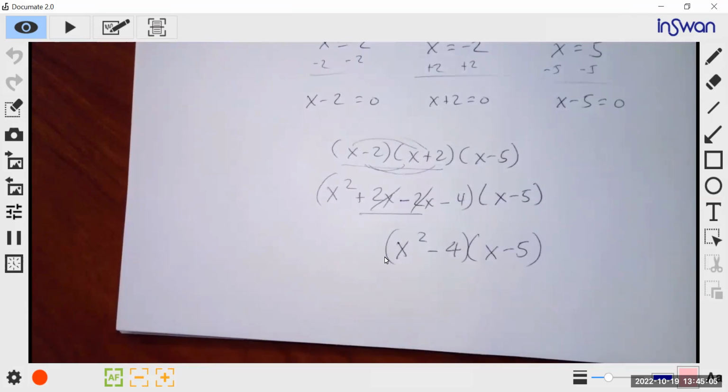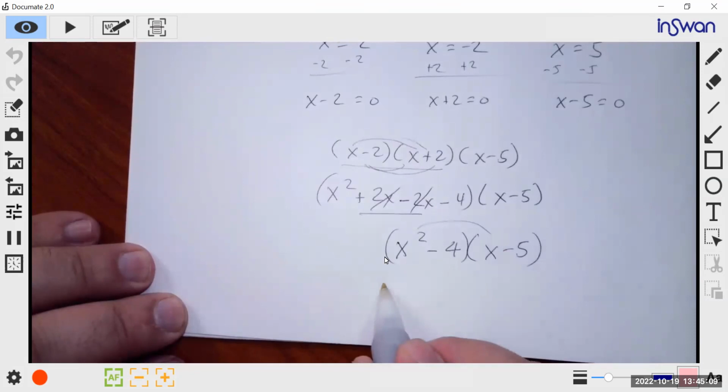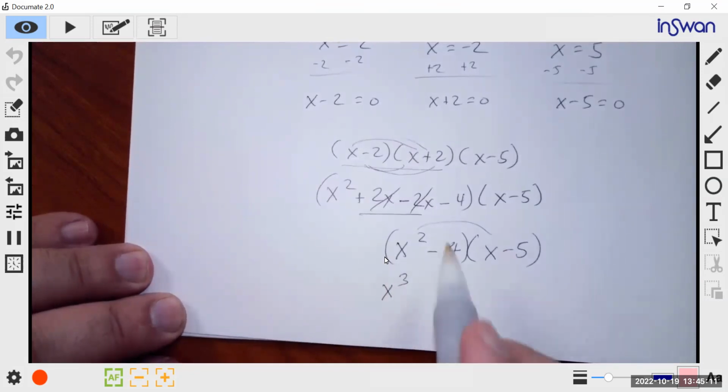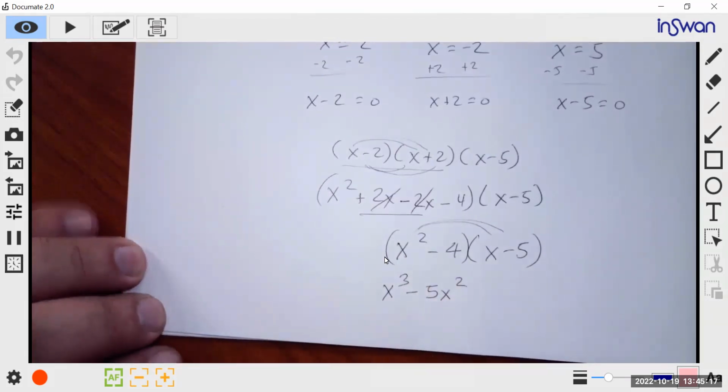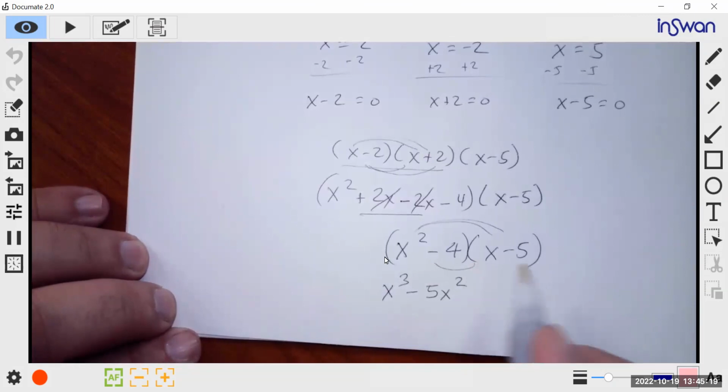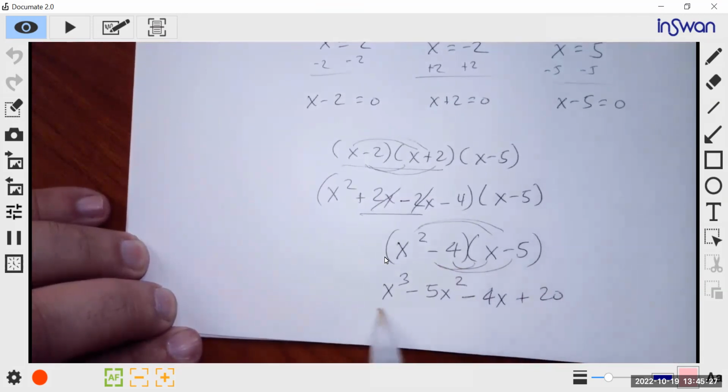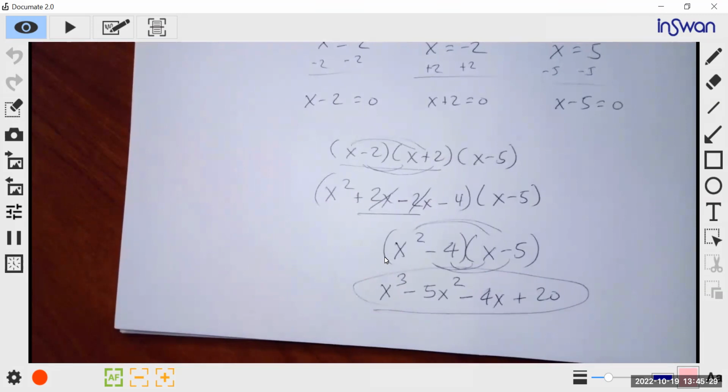It's just this FOILing or distributing. X squared times x is x cubed. Positive times negative is negative. X squared times 5 is 5x squared. Negative times positive is negative. 4 times x is 4x. Negative times negative is positive. 4 times 5 is 20. There's my polynomial. Make sense?